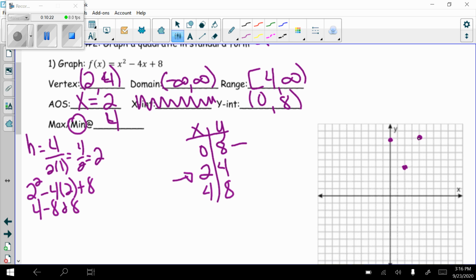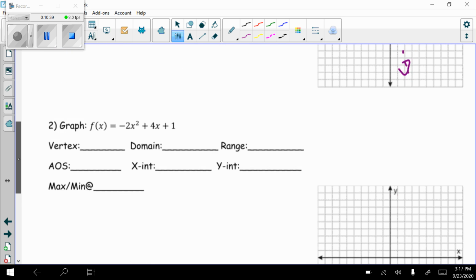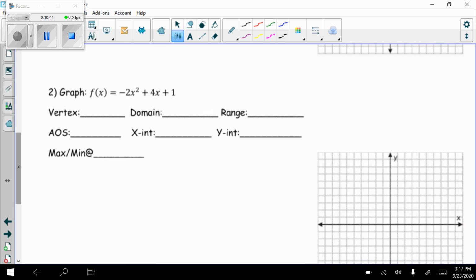Those are my points. Connect them, U-shape. And then we still want to plot our axis of symmetry and label it x equals 2. Let's do another graph just to make sure that we understand what we're doing.